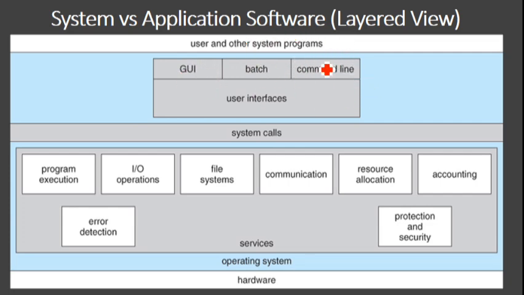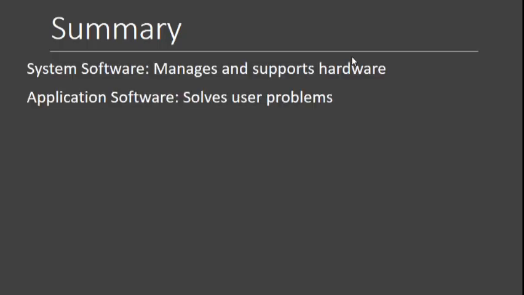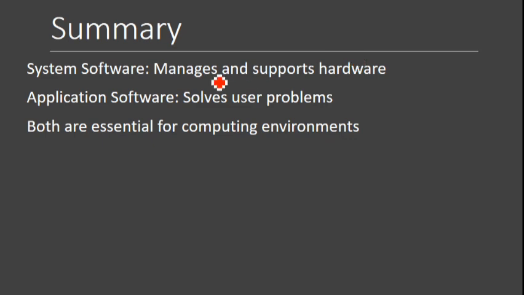The other system programs are web browsers, word processors, and various applications, and from there we interact with the computer. Finally, we discussed that computer software is divided into two categories: system software and application software. System software manages and supports the hardware, and application software solves the user's specific problems. Both are essential for a computer environment. Thanks for watching. Thank you.